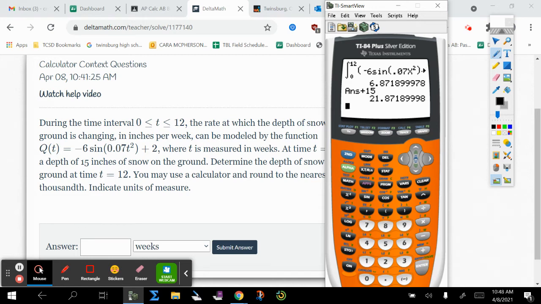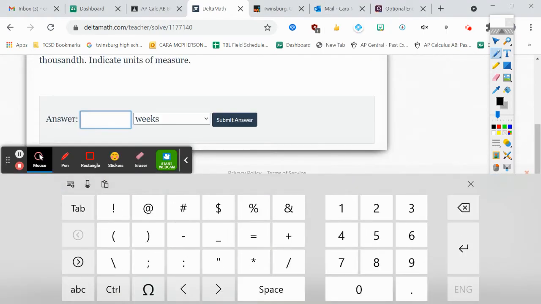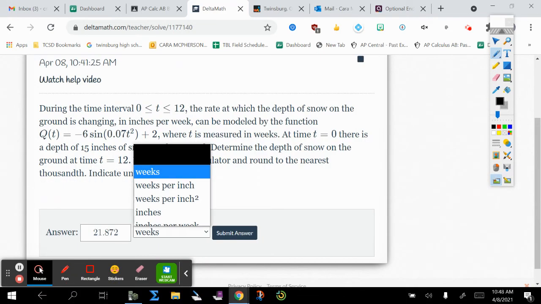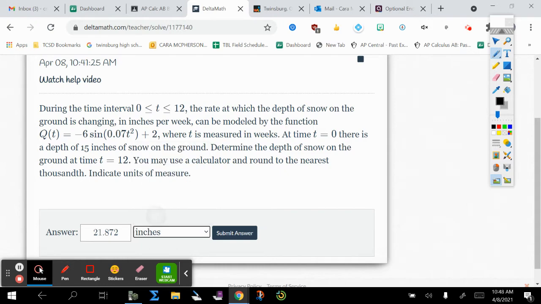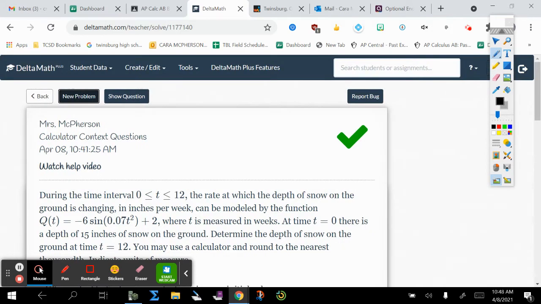It's going to round up to 872. So what we are doing is we're entering that number, 21.872. And then it's going to ask you what unit you're working with. Well, we are looking at snow accumulation, which is going to be in inches. And we're going to submit. So that's one type of context question you could see.